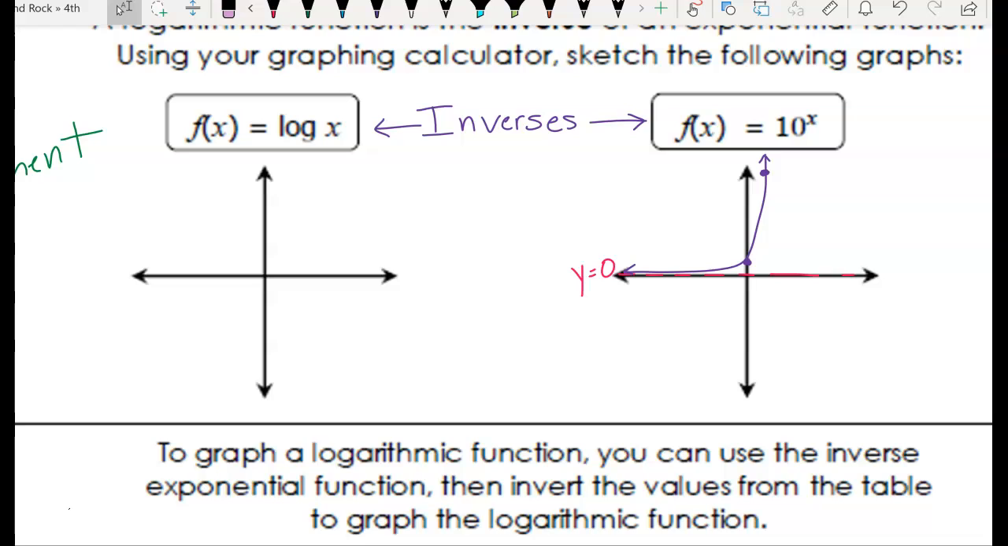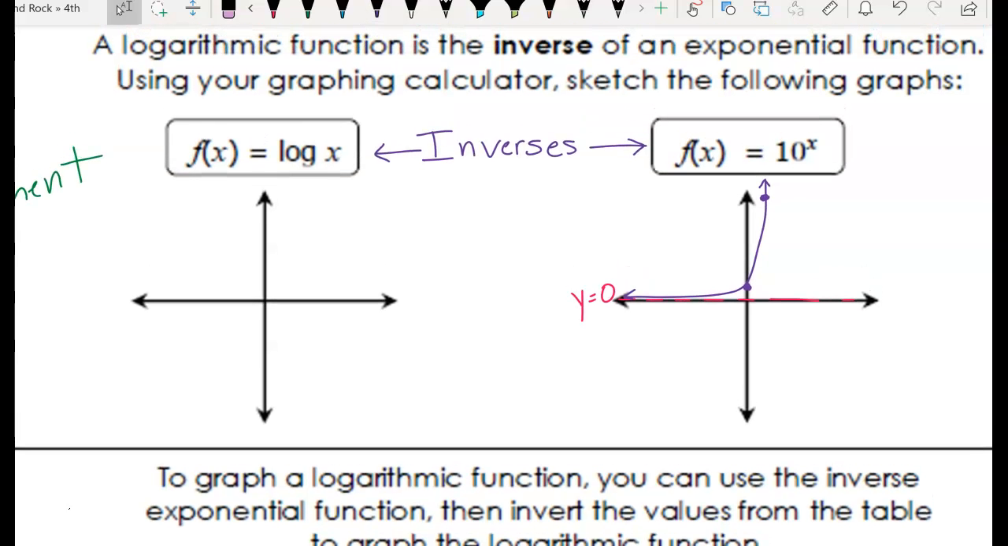So, knowing this, looking at this log we're trying to now graph, what is the base on that log? 10. If there is no base given, there is an invisible base of 10.